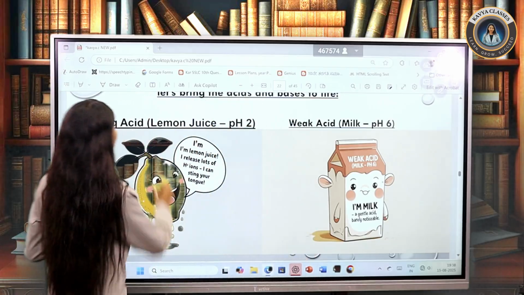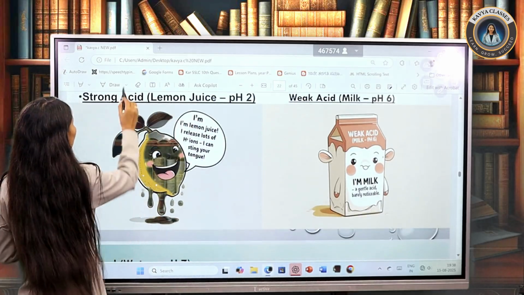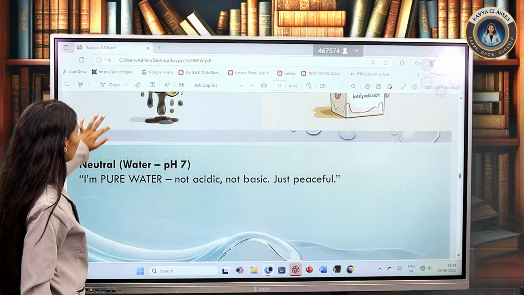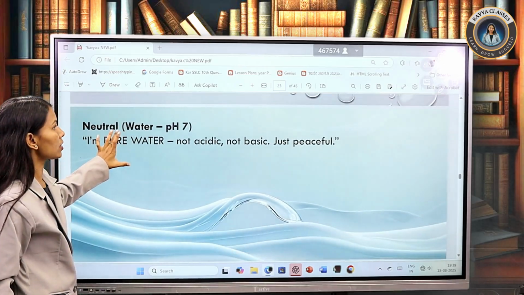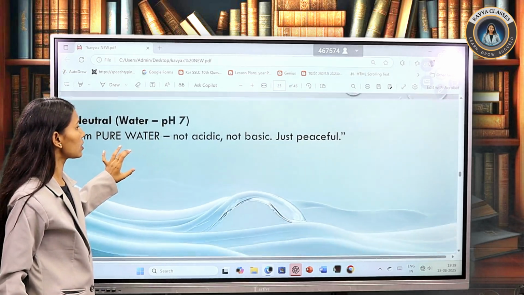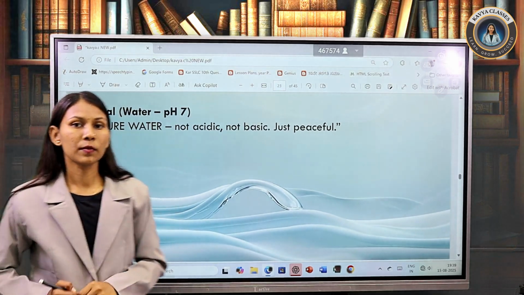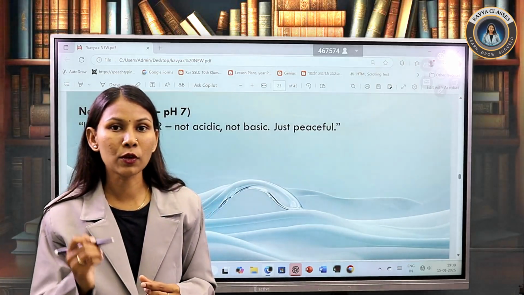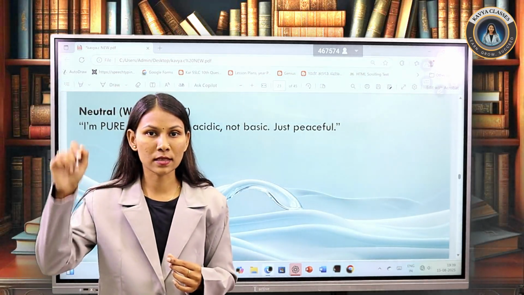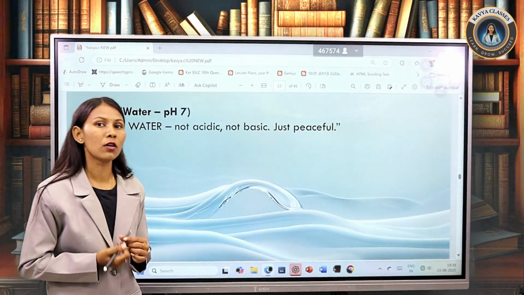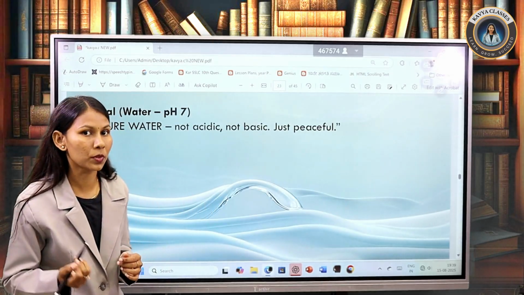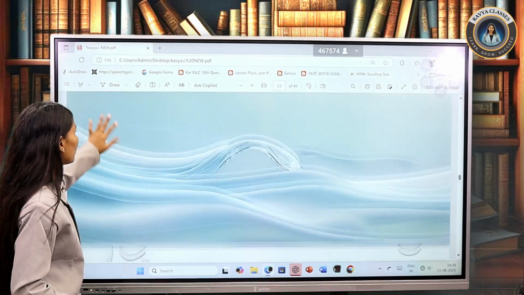Okay. Next is water, whose pH is 7. 7 is the neutral pH value on the pH scale. That is, water has a pH of 7, meaning it is not acidic and it is not basic either. It is considered neutral.